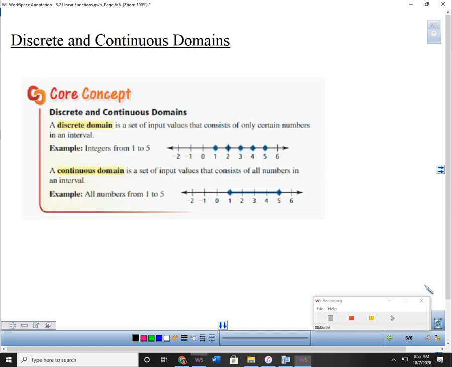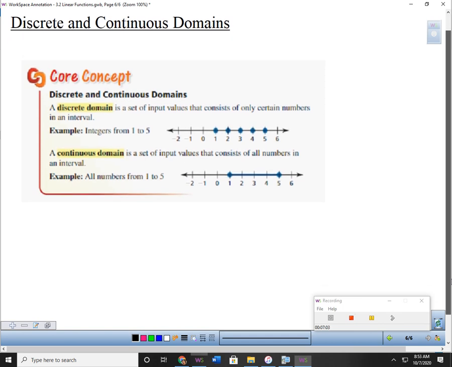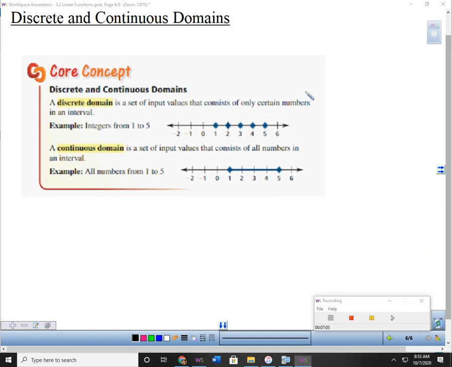All right, so let's talk about discrete and continuous domains. So a discrete domain is a set of input values that consists of only certain numbers on an interval. So like if I said the integers from 1 to 5, integers are no decimals, right? So 1, 2, 3, 4, 5. That's a discrete domain, right? A continuous domain is like all of the numbers from 1 to 5. So see how that is continuous, it's all the way between, it's not skip hopping and jumping around, okay?